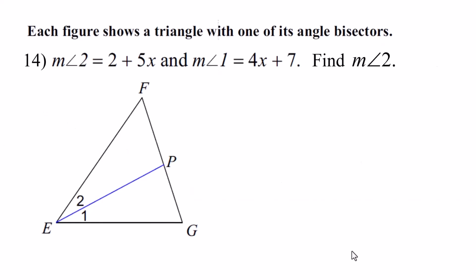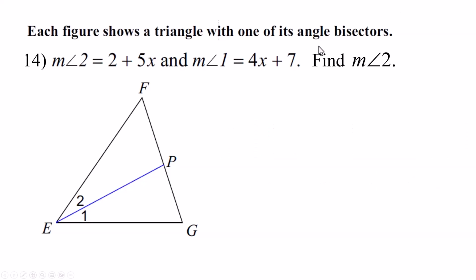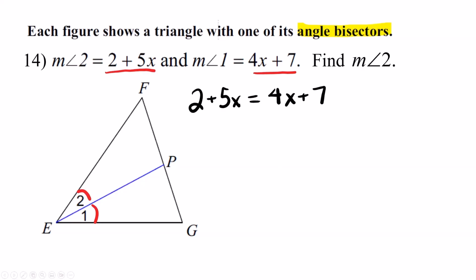A little more complicated. Give it a shot. All right, that blue line is an angle bisector, so we know what that means. We know that these two angles are going to be equal to each other, which means these algebra chunks are going to be equal to each other too. So 2 plus 5x equals 4x plus 7. That's the geometry. Now we do the algebra.